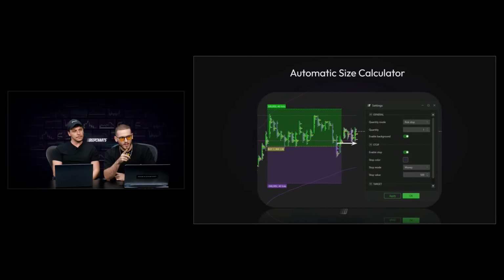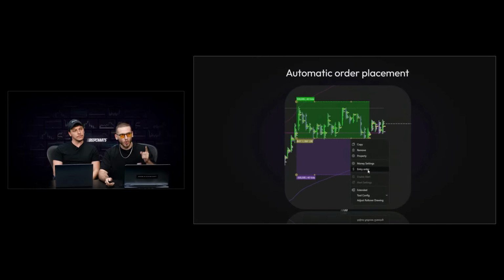All of our charts have the classic buy and sell annotation you've always seen, but you can automatically select how much money you're risking. Just by right-clicking, entry order, it's going to place the order automatically, with the take profit and the stop loss calculated. You don't even need to calculate your stop loss anymore. It's preset.